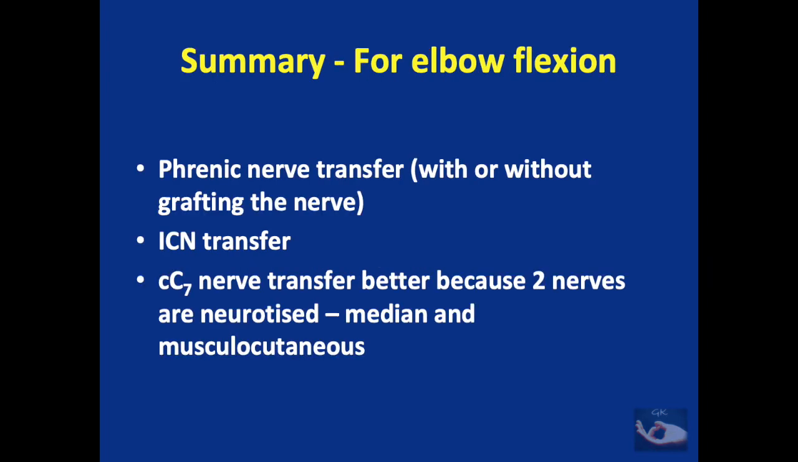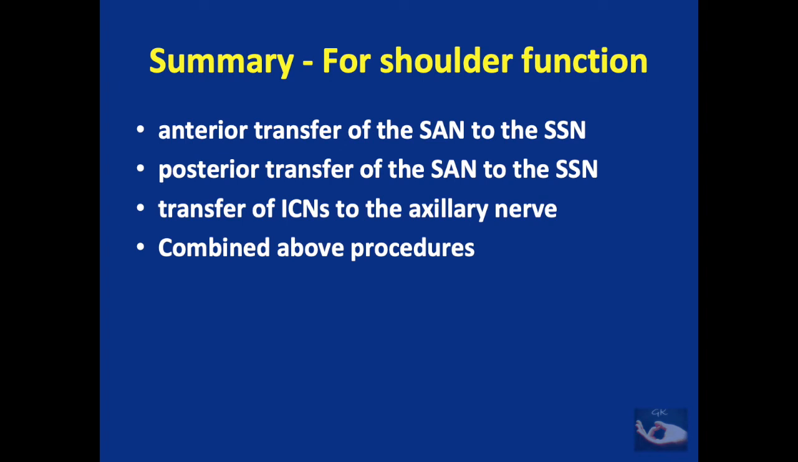Summarizing the procedures for elbow flexion, the phrenic nerve can be transferred, the intercostal nerves can be transferred, or contralateral C7 also can be transferred when it is neurotized to both the median and the musculocutaneous nerves. Summarizing the procedures for shoulder function, anterior transfer of the spinal accessory to the suprascapular nerve or the posterior transfer or the transfer of intercostal nerves to the axillary nerve can also be done.